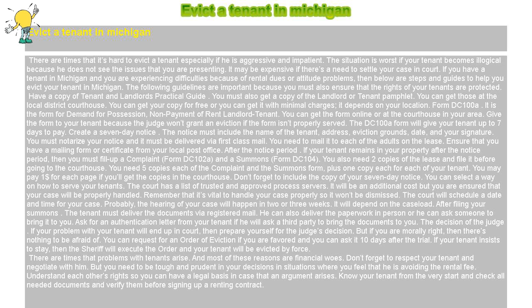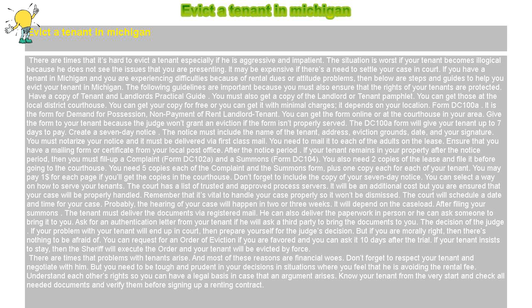You can select a way on how to serve your tenants. The court has a list of trusted and approved process servers. It will be an additional cost, but you are ensured that your case will be properly handled. Remember that it's vital to handle your case properly so it won't be dismissed.